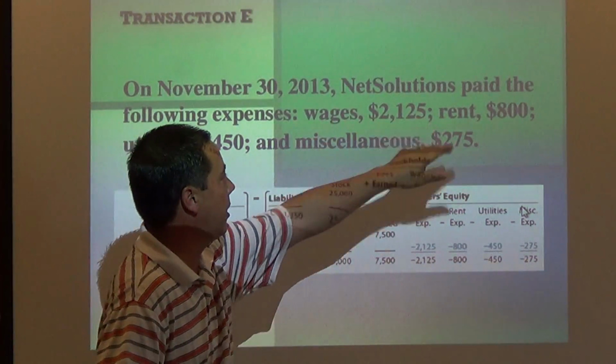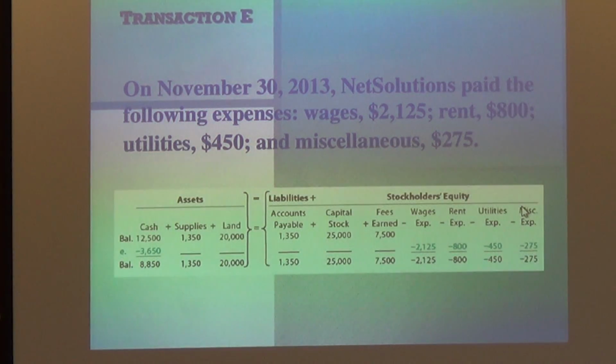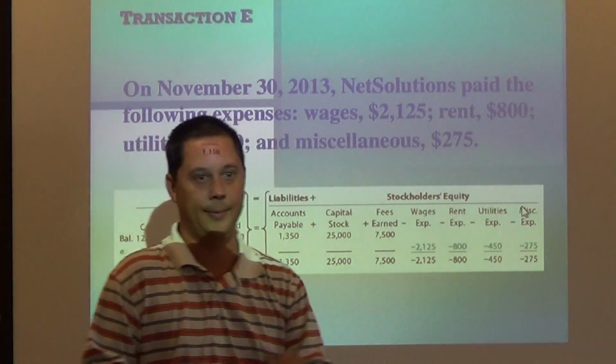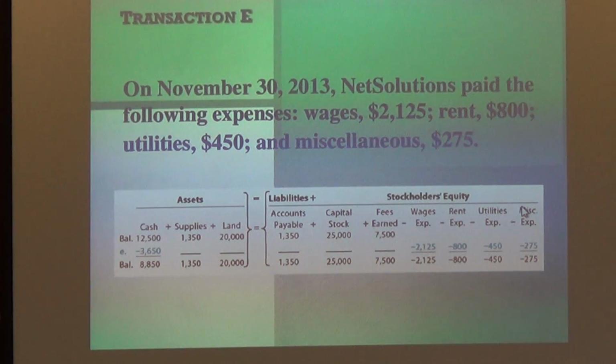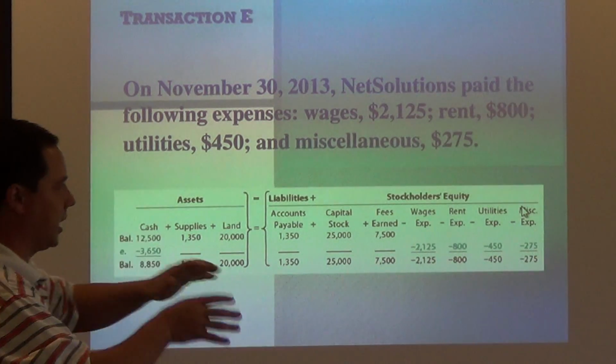So here are our expenses. We have wages, rent, utilities, and miscellaneous. These are all expenses. They actually go in the owner's equity area, okay? And we'll break this down a little further next week when we dive into it a little more. But for right now, just think of it as going in here.